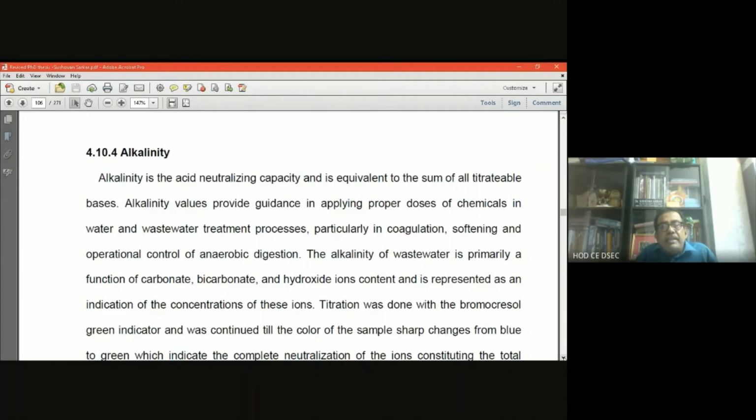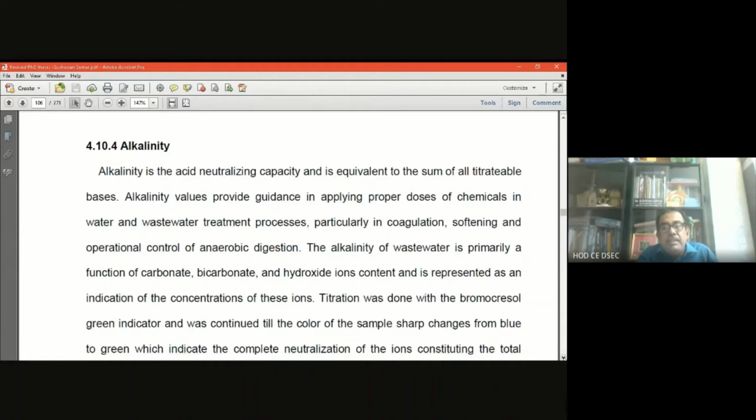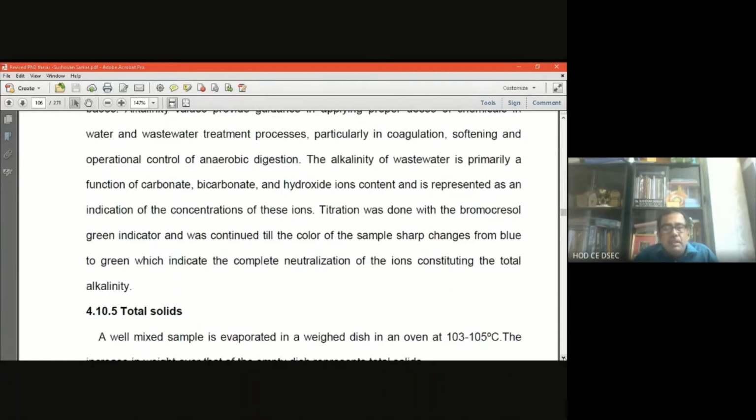Its values provide guidance in applying proper classes of chemicals in water and wastewater treatment processes, particularly in coagulation, softening, and operational control of anaerobic digestion. So it is due to the presence of carbonate, bicarbonate, and hydroxide ions, an indication of the concentration of these three ions. These three ions are mainly responsible for the alkalinity.